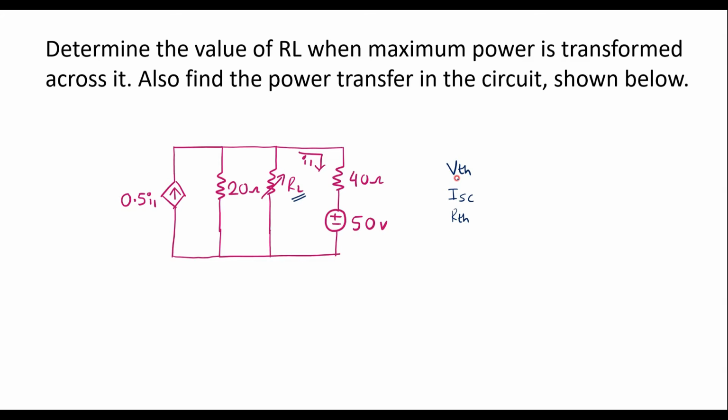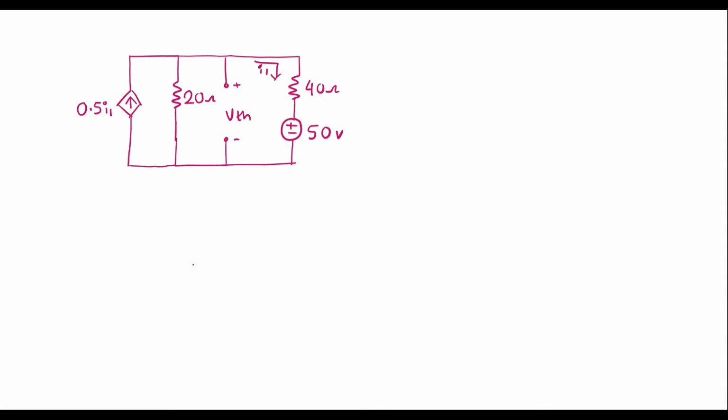VTH is Thevenin's voltage, which can be calculated by removing this RL. We have to make this RL open. Let me redraw the circuit. Here there was an RL, I have removed it. Now we have to find the voltage between these two points, that is VTH. This VTH can be calculated either by applying node analysis or by applying loop analysis. Now let me simplify this using loop analysis.